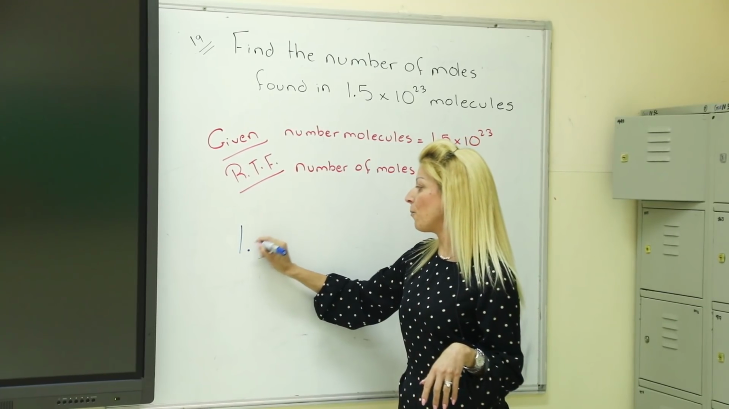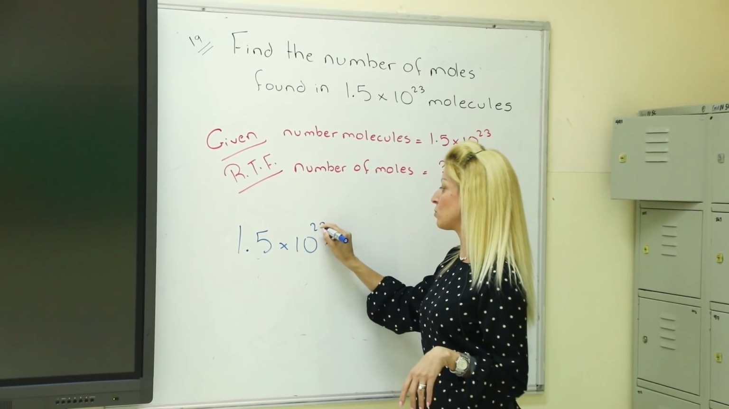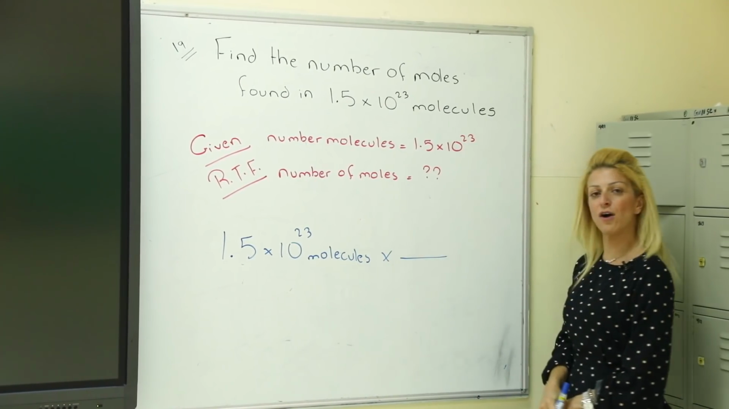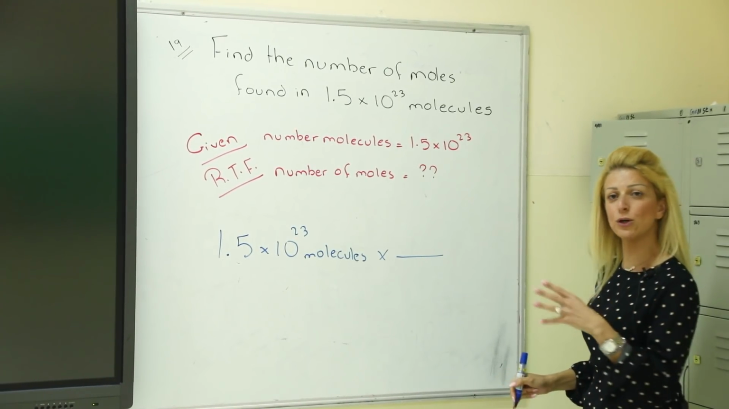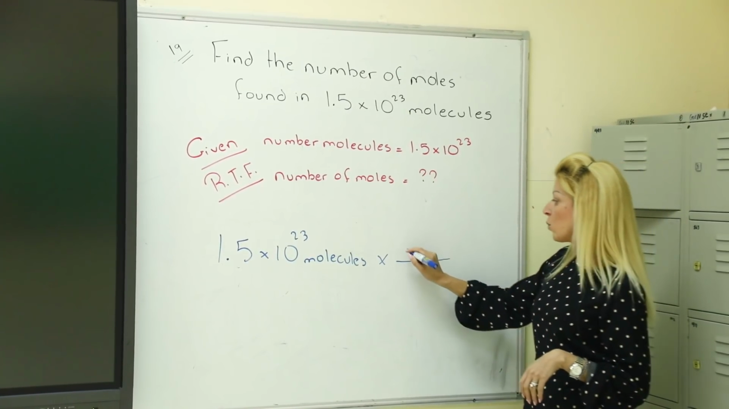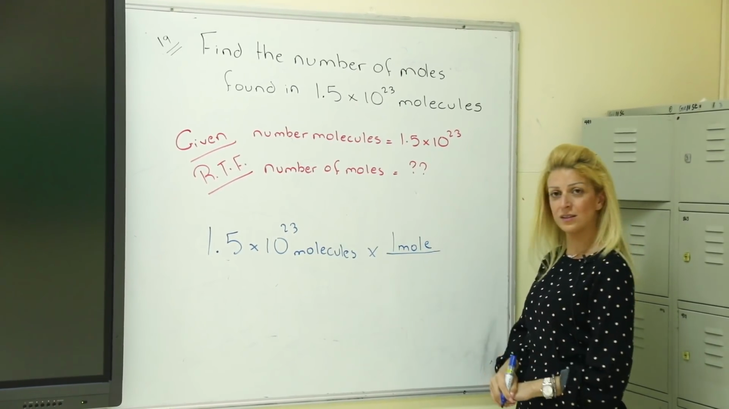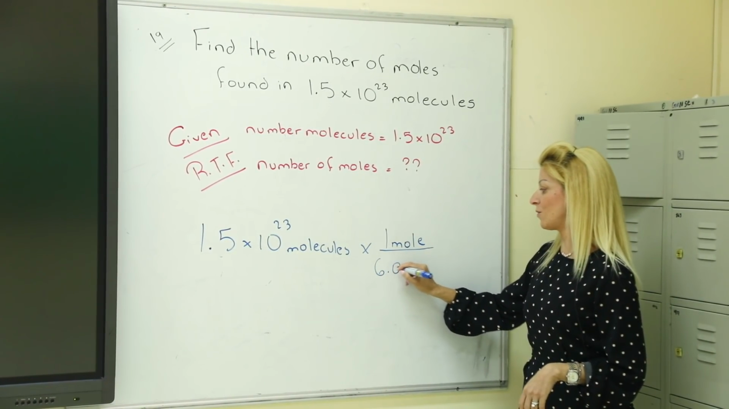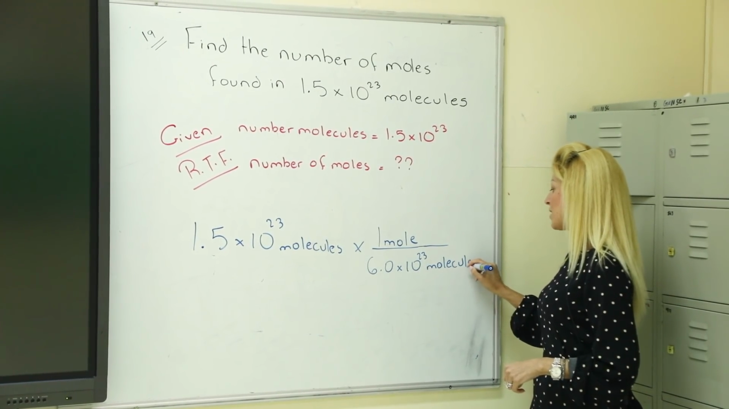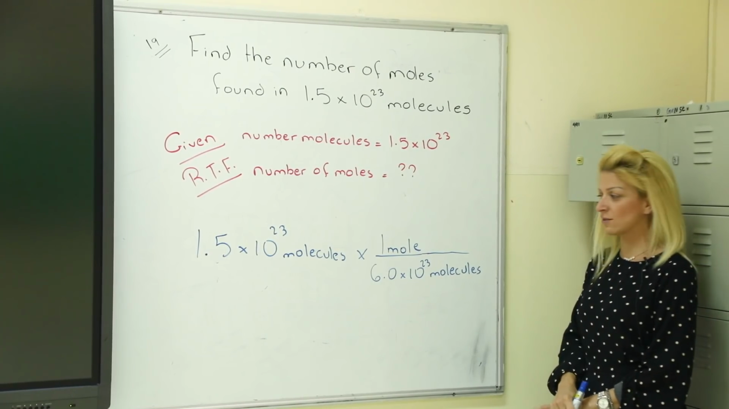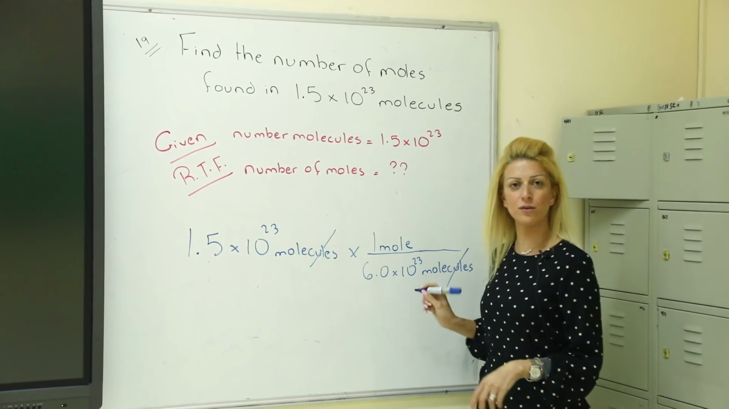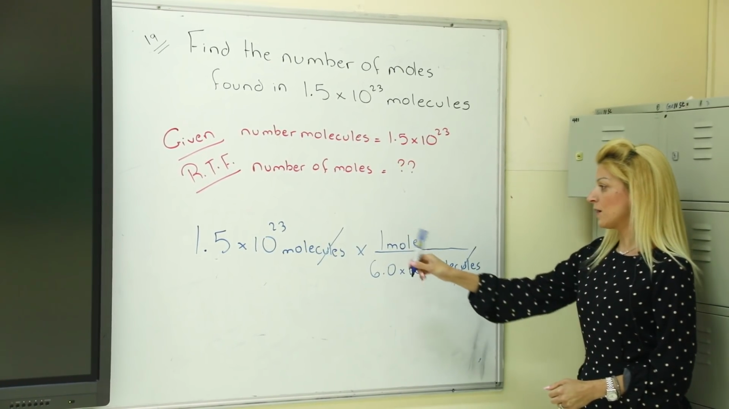So we have 1.5 times 10 to the power 23 molecules. We want to change it to number of moles. So we multiply by a simple conversion factor, which relates the number of moles of a substance to the number of its molecules. We know that 1 mole of a substance is equivalent to 6.0 times 10 to the power 23 molecules. So if we multiply by this conversion factor, the molecules unit cancels out, and we end up with the number of moles of our substance by a simple division.